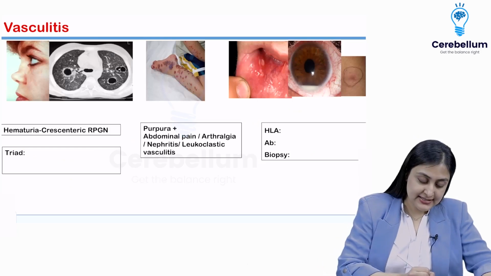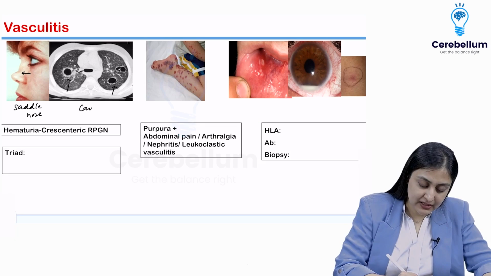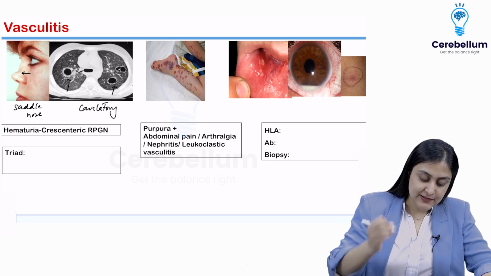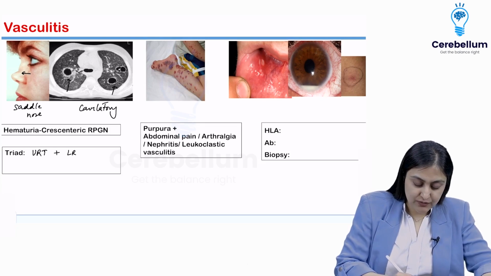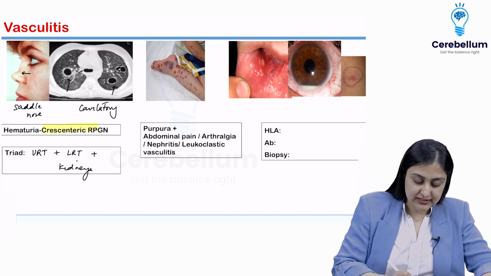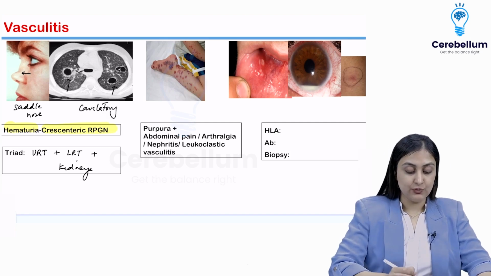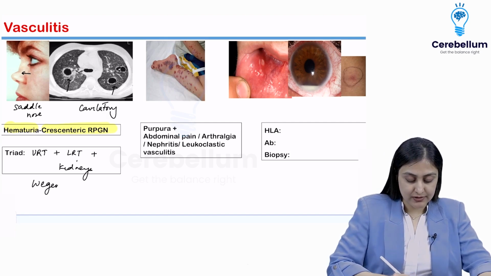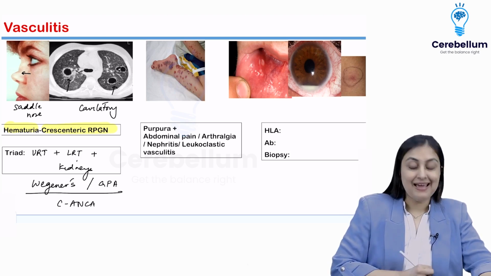Talking about the next disease, when you see that there is this saddle nose, upper respiratory tract is involved, you have cavitatory lung lesions in this HRCT. So when you have a triad of upper respiratory tract, lower respiratory tract and kidneys showing you RPGN, crescentic rapidly progressive glomerulonephritis with hematuria, you want to consider Wegener's, right? So this is Wegener's or granulomatosis with polyangiitis. C-ANCA is the antibody.